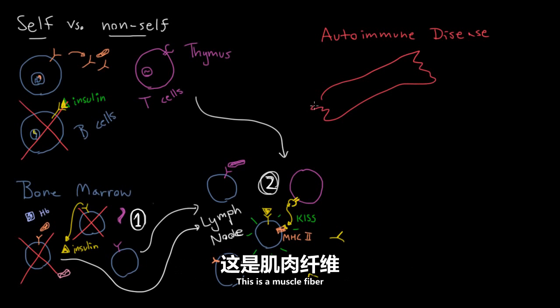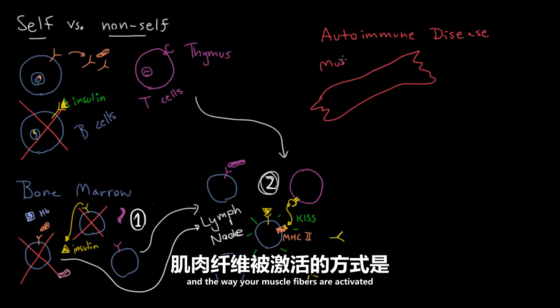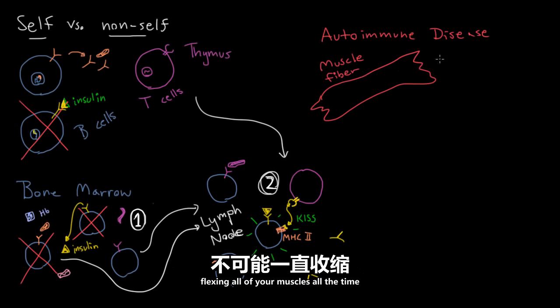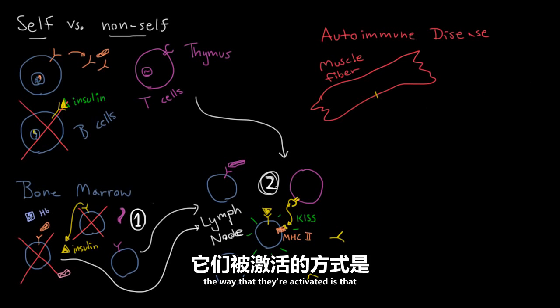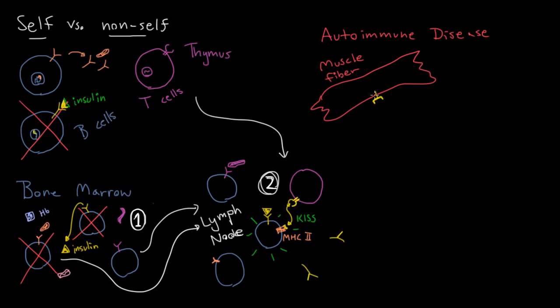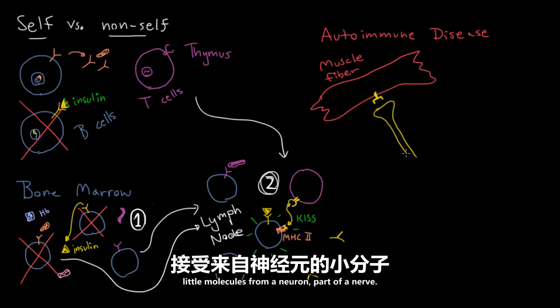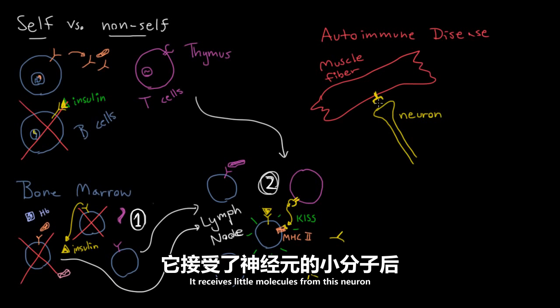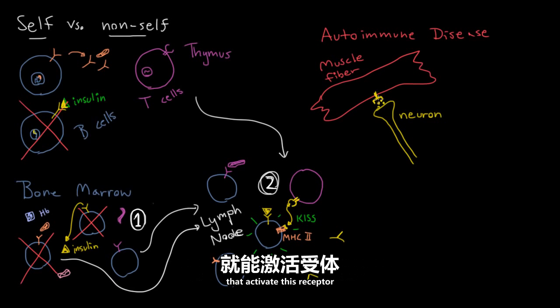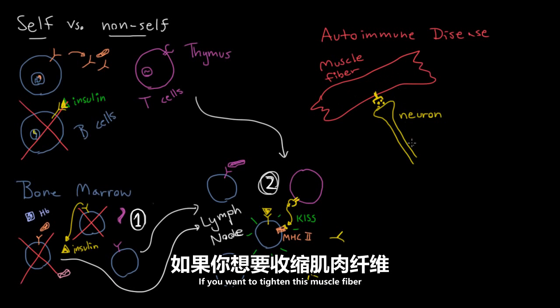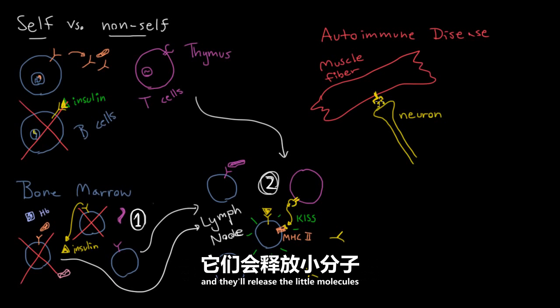So this is a muscle fiber, and the way your muscle fibers are activated, because you don't want to be flexing all of your muscles all the time, is that they have a little receptor, which I'll draw here. And this receptor is ready to receive little molecules from a neuron, part of a nerve. It receives little molecules from this neuron that activate this receptor and therefore activate the muscle fiber. And so if you want to tighten this muscle fiber, you just need to send a signal down the neuron, and it'll release these little molecules which will activate the muscle fiber.